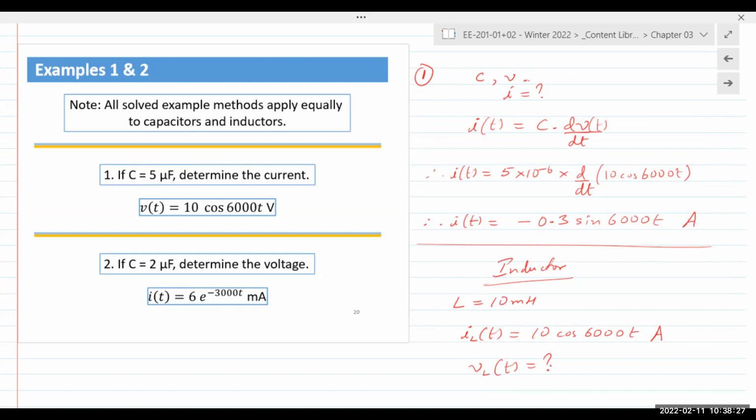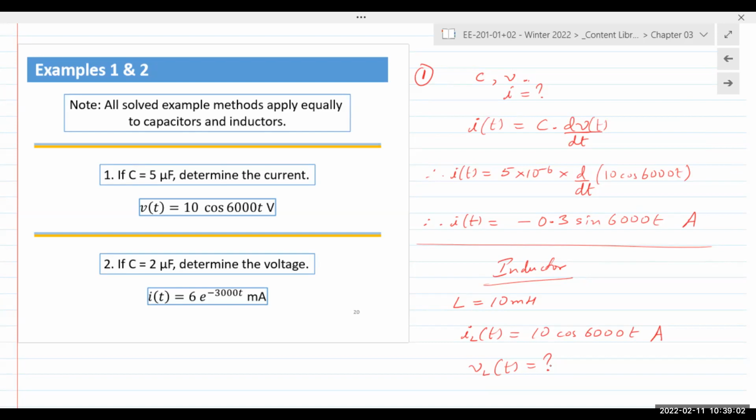This value is immaterial. This value could be anything, as long as we understand what we need to do, right? And that's why I said right at the beginning that all solved examples apply equally to capacitors and inductors. Even though all examples use capacitors, the process, the procedure is exactly the same for inductors also. Is everyone clear on that? Okay, so it does not really matter what you're given. I'm covering all 4 scenarios right there.